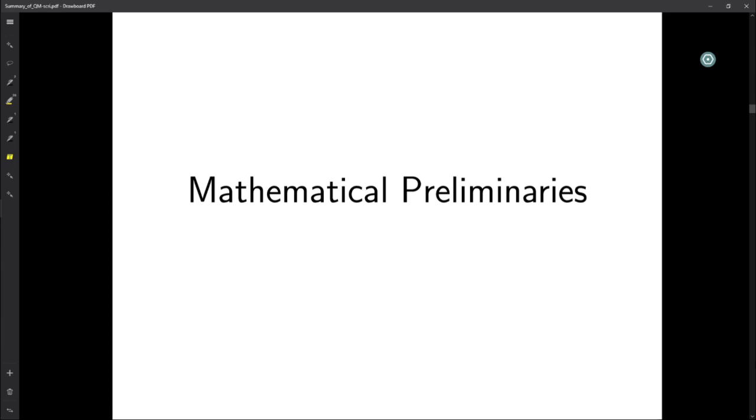And this is a physicist's retelling of math. So I should say buyer beware, but I will try to be as precise as I can. And if you guys find any errors, please do point them out immediately.